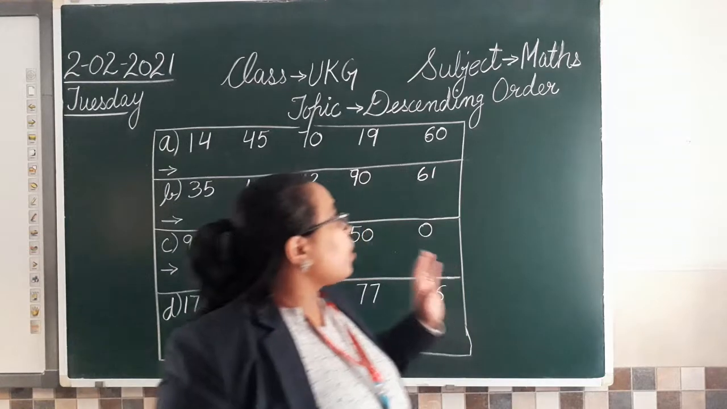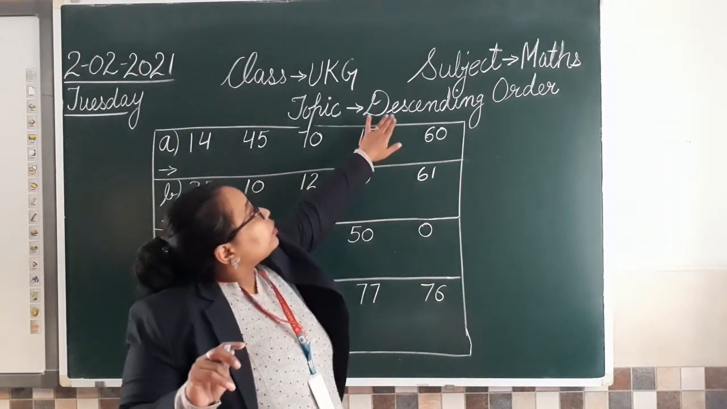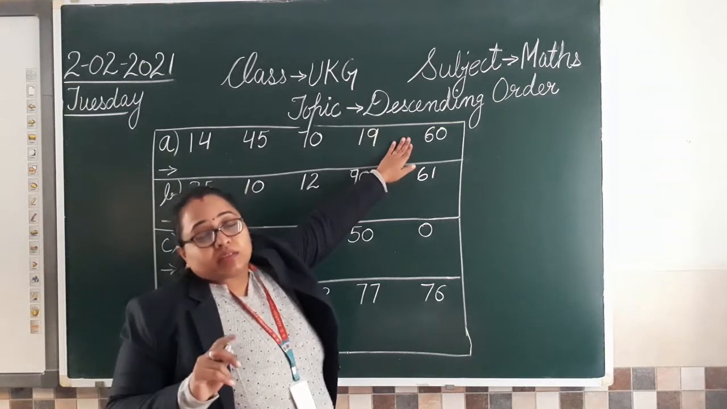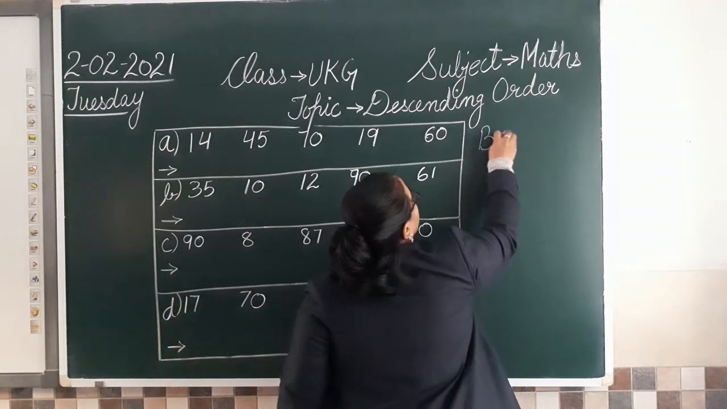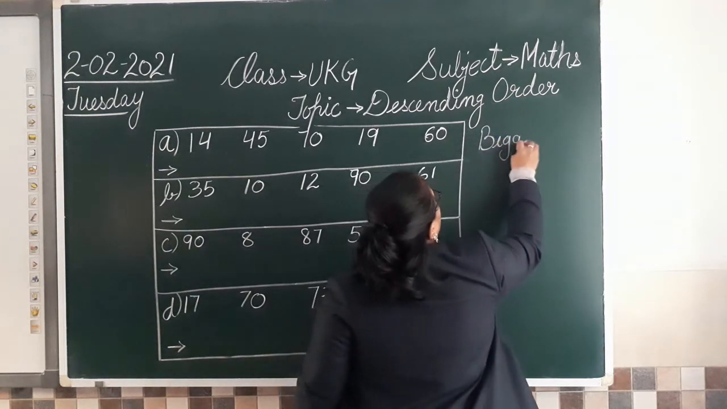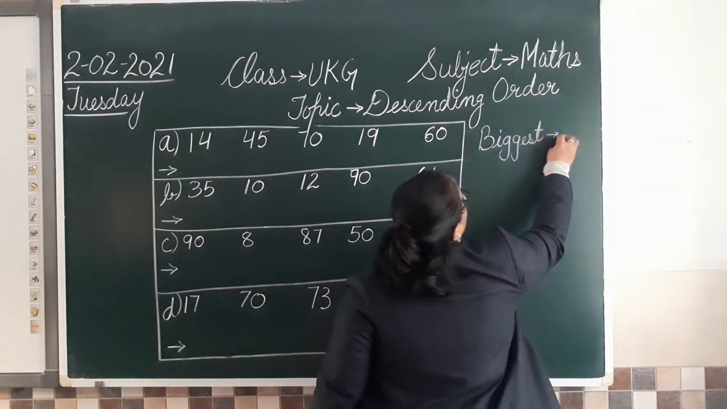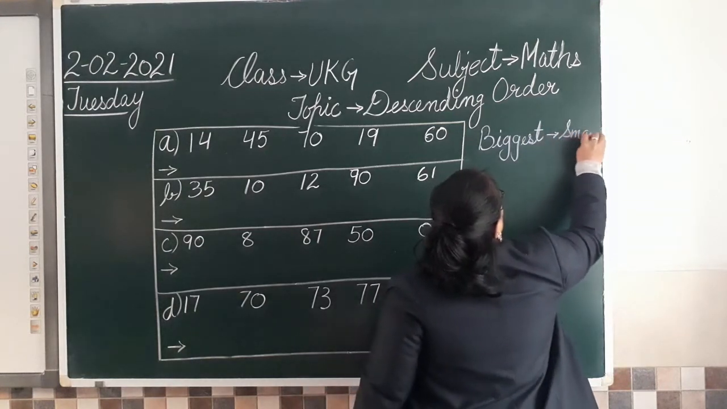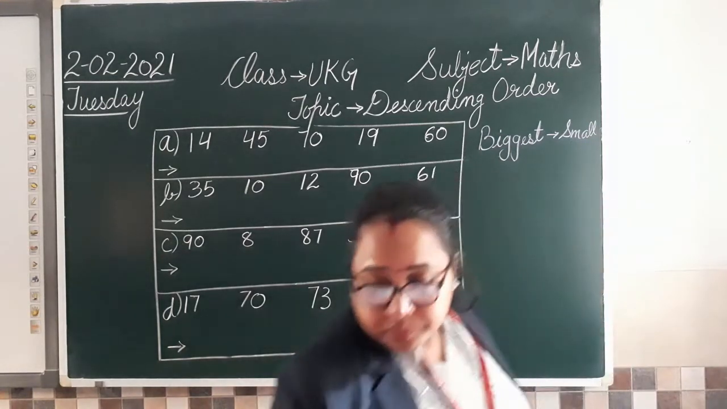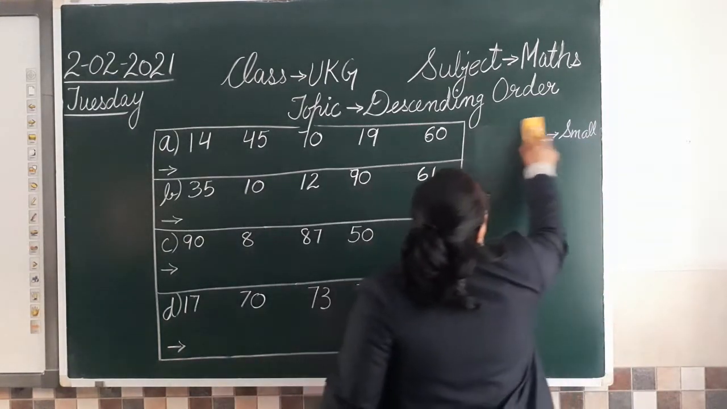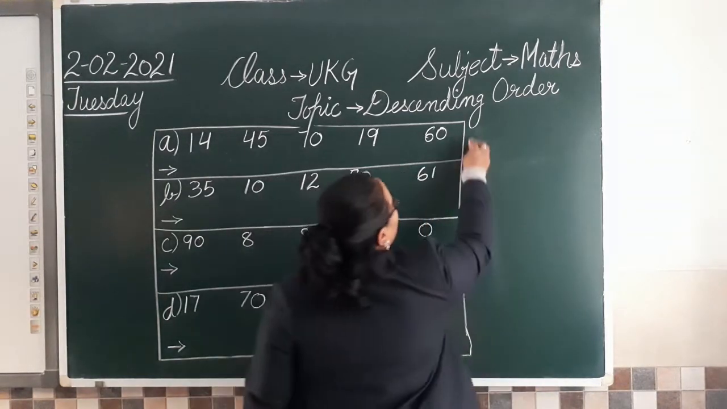Clear? So as I always say, always write the order you have to follow to solve this. So what we are going to do? We are going to arrange numbers from biggest to smallest. Clear? I'll write again. So arranging numbers from biggest to smallest means descending order. Clear?